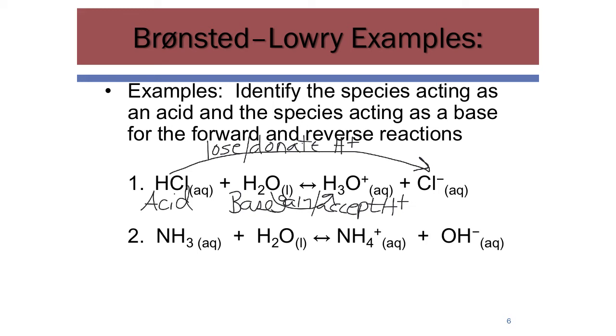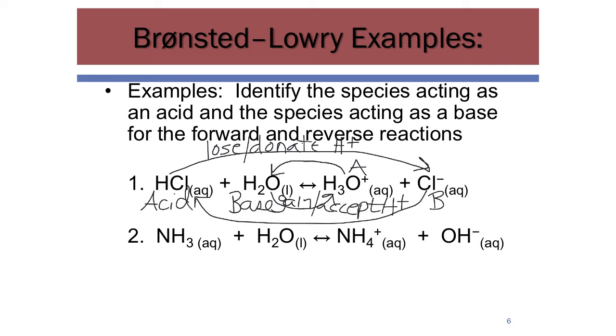Now, if we reverse the reaction, we see that now the hydronium would be losing an H plus. That means the hydronium ion would be acting as the acid. And if we reversed this, the chloride ion would be gaining the hydrogen ion, so the chloride ion would be acting as a base. These are called conjugate acid-base pairs. So HCl, Cl minus is a conjugate acid-base pair. HCl is the acid, Cl minus is the conjugate base. Water and hydronium would be another conjugate acid-base pair.